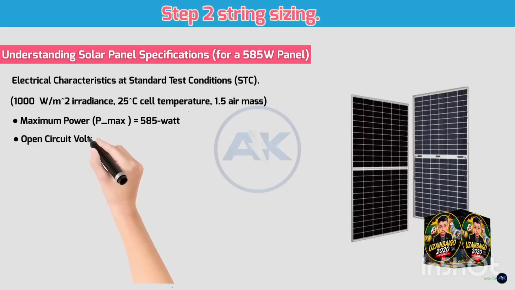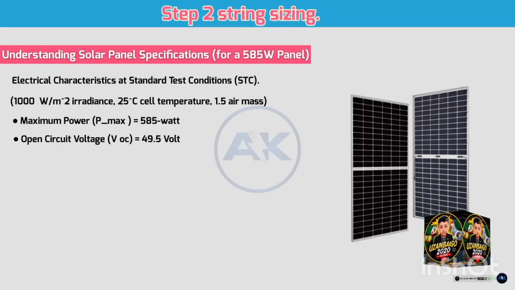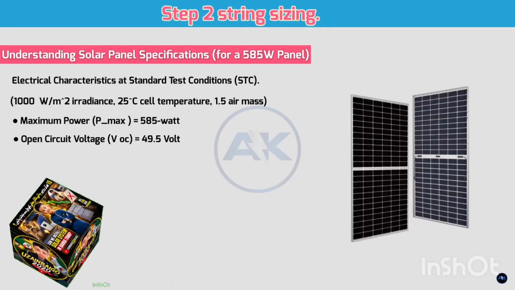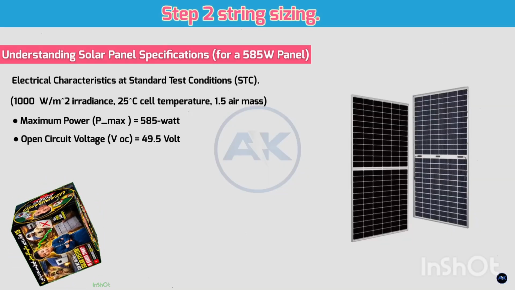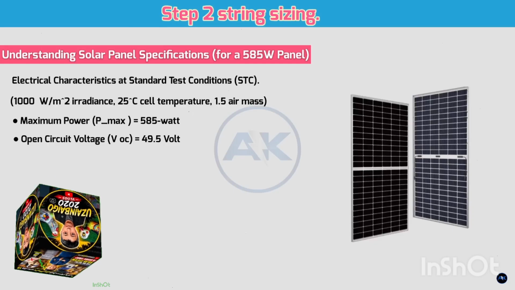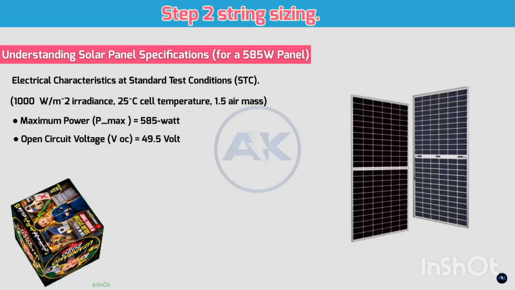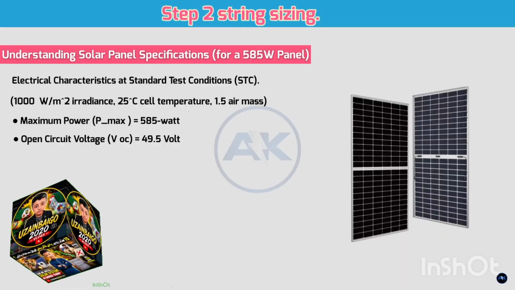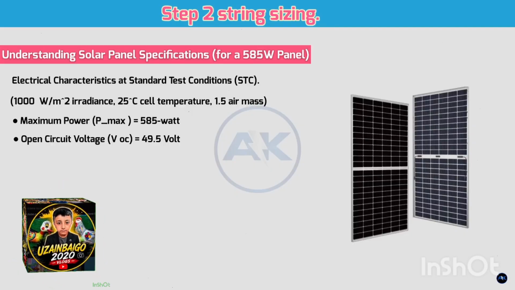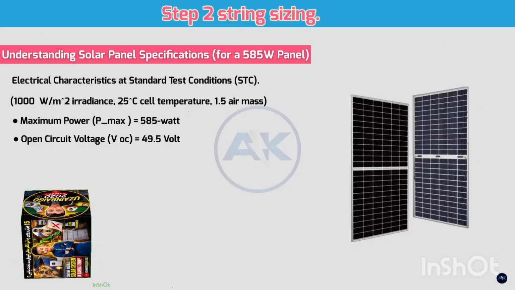Open circuit voltage, VOC, 49.5 volts. This value can vary significantly between manufacturers for a 585 watt panel, typically ranging from 45 volts to 55 volts or even higher for some advanced designs. This is the maximum voltage the panel can produce when no load is connected, open circuit. It's the highest voltage a single panel can output. Importance for string sizing: VOC is critical for calculating the maximum string voltage, which must never exceed the inverter's maximum input voltage. VOC also increases slightly in colder temperatures, so you need to consider the coldest expected temperature in your location for the most accurate calculation.